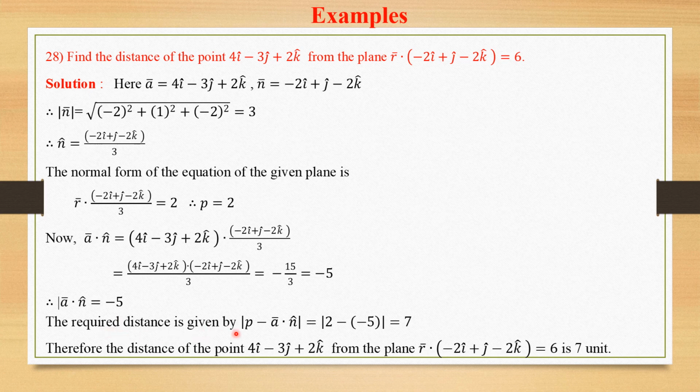We know that the required distance is given by mod of P minus A vector dot n cap. Here P equals 2, and A vector dot n cap is minus 5, so minus minus 5 gives 2 plus 5, equal to 7. Therefore, the distance of the point 4i minus 3j plus 2k from the plane r vector dot minus 2i plus j minus 2k equal to 6 is 7 units.